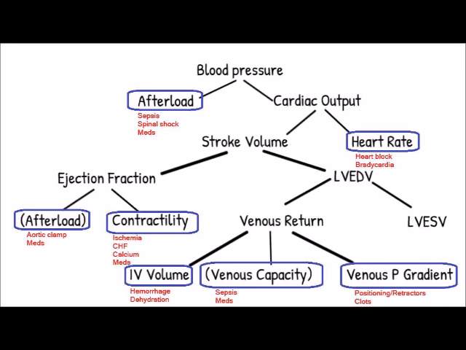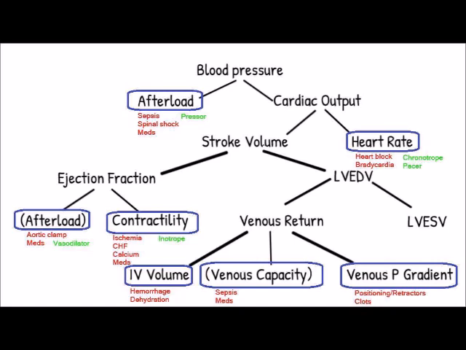Even without a specific diagnosis, knowing which parameter is the problem allows us to institute therapy. So if it's an afterload problem, we need pressors. If it's a heart rate problem, we need to raise the heart rate, either pharmacologically or with a pacemaker. If it's extremely high afterload, we need to use a vasodilator. And if it's extremely low contractility, we need to use an inotrope.